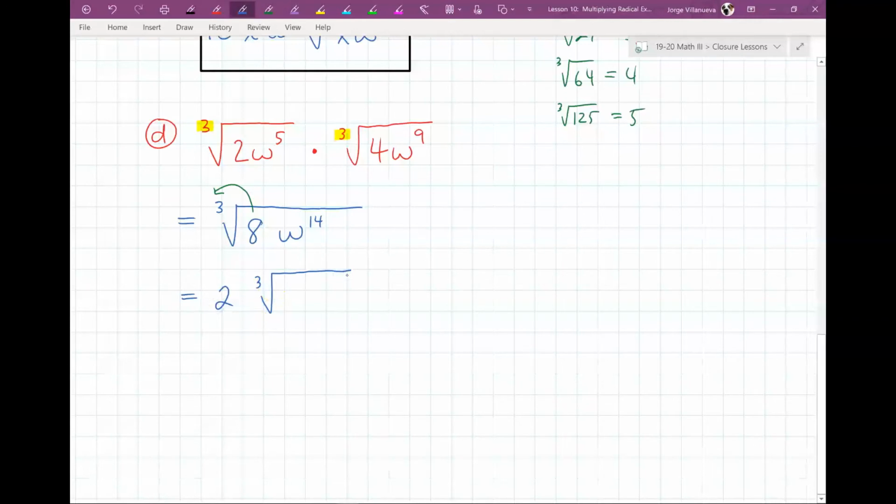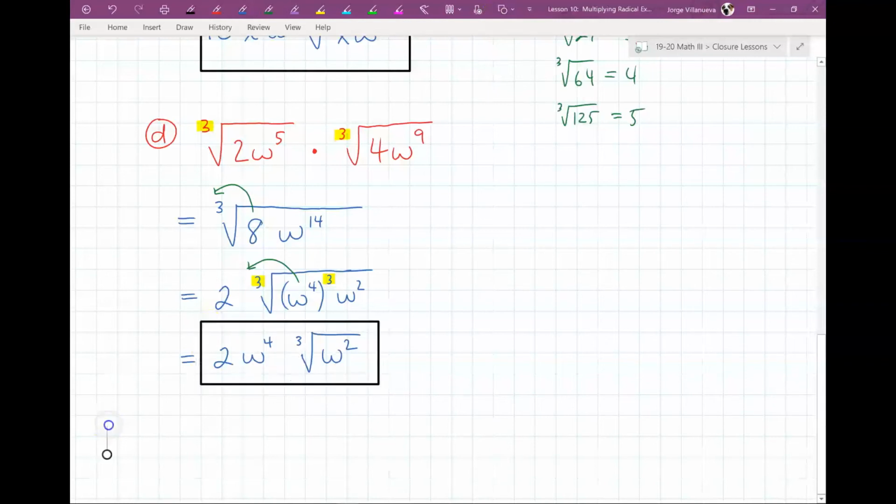I gotta make it so that it's something to the third power with the power of 14. So I know I can do like w, let's see, to the 4th to the 3rd, that's 12, and then I need 2 more, so w squared. So there you go, that's w to the 14th, and the great thing about it is that those match. That means that w to the 4th will come out, okay? So that's 2w to the 4th cubed root of w squared. So there we go. There's my answer for that problem.